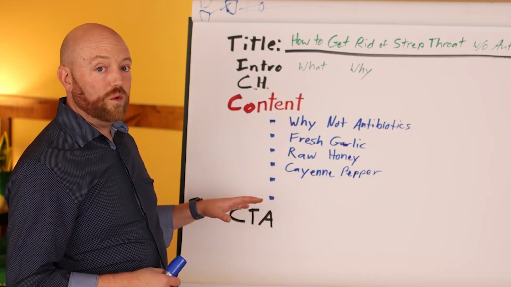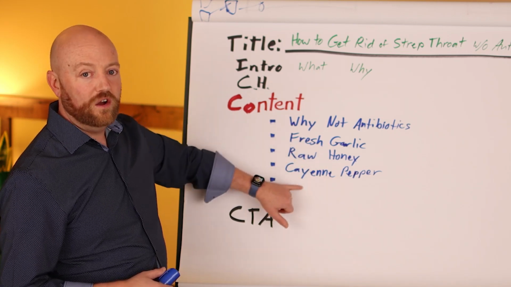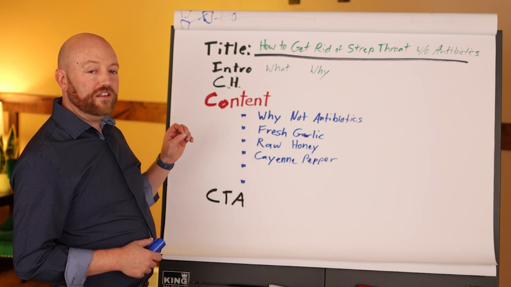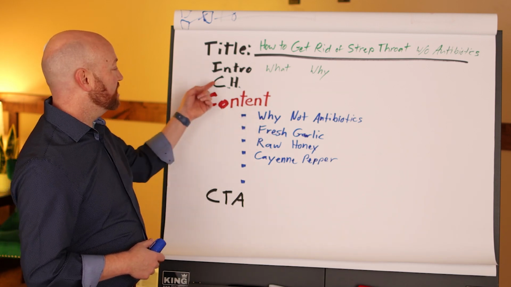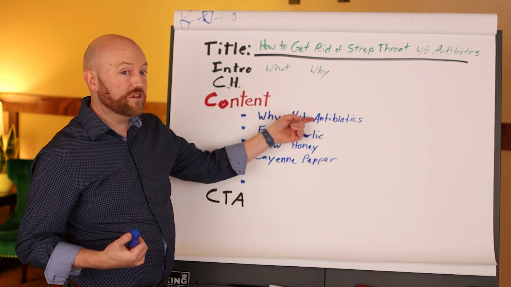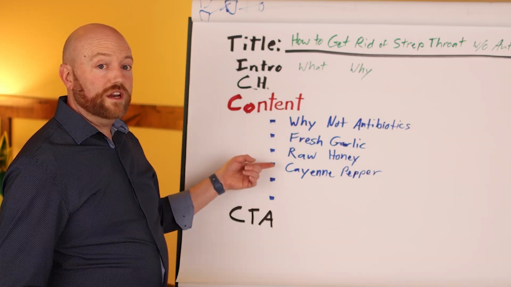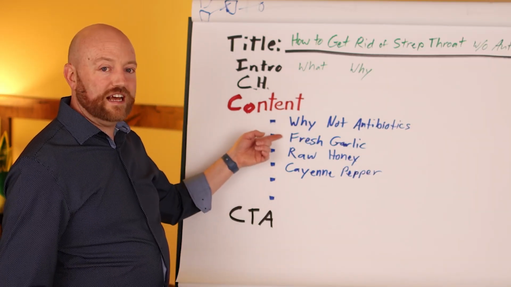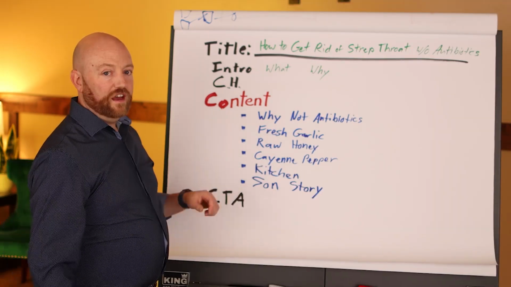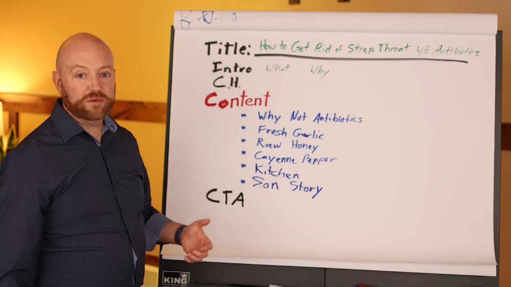So remember before, when I gave the content hooks, I didn't give away the secret. I didn't mention garlic or honey or cayenne. You look at what's coming and you say something that will create curiosity about it. We're going to be talking about why not antibiotics. I think that would create curiosity. There might be some good reasons why you might want to consider an alternative. Then there are 3 ingredients. We're going to talk about each one and how each one is a natural antiviral and a natural antibacterial. Then we're going to go into the kitchen. And for my last bullet point, I wrote son story, and that would remind me that I'm going to share the story of my son when he was really young.